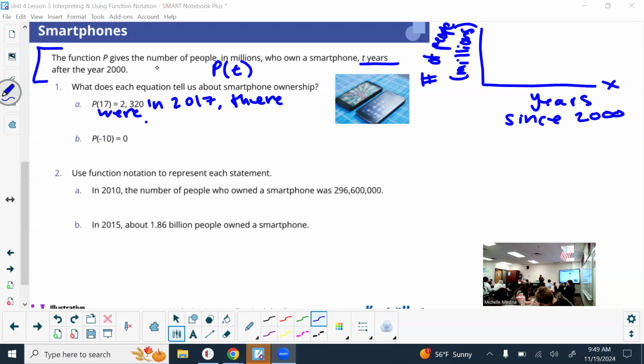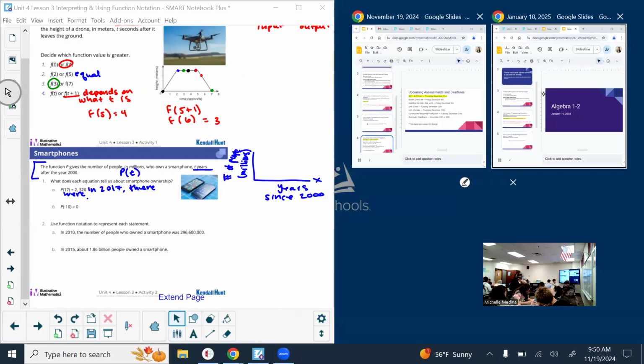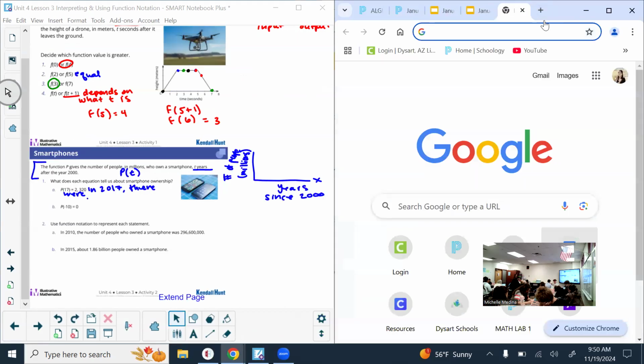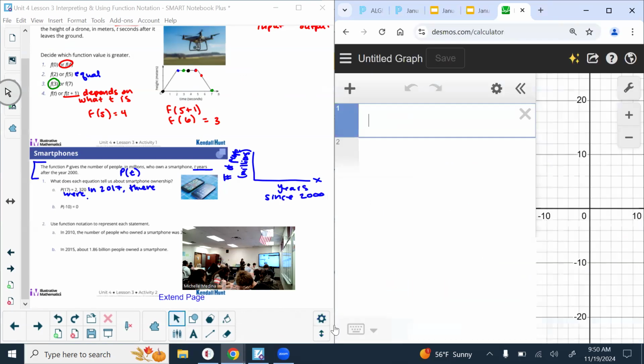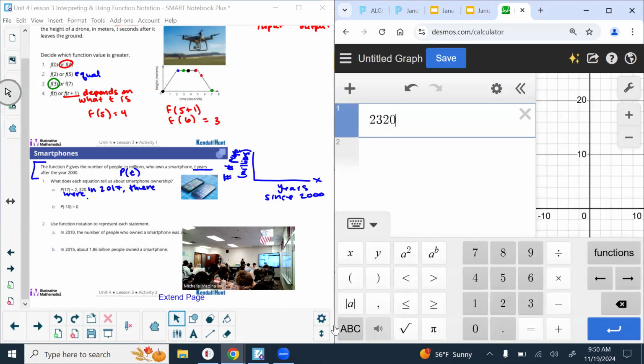So that's where you reread the description. It gives the number of people in millions. So 2,320 million, which isn't really proper to say. So let's convert that. Converting can be hard, I get it. It's even hard for me to know how many decimals to move something and which direction. So what I'm going to do is take that 2,320 and multiply it by 1,000,000. How many zeros is 1,000,000? 6 zeros. So I'm going to multiply it by this.